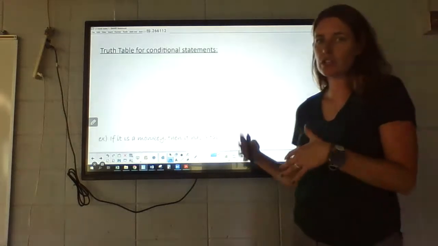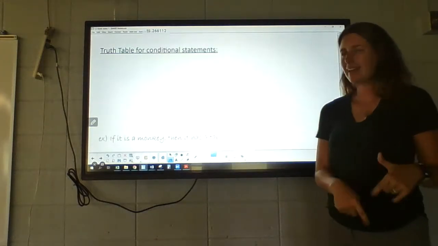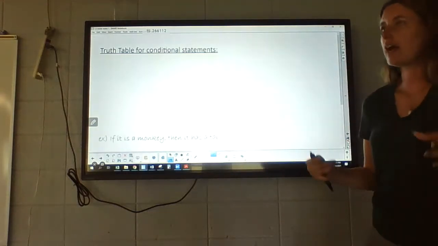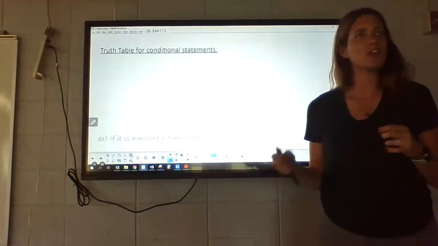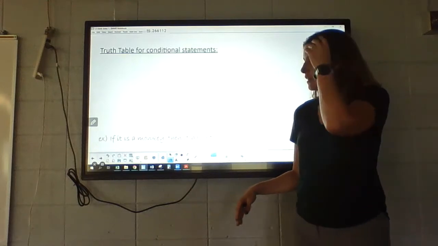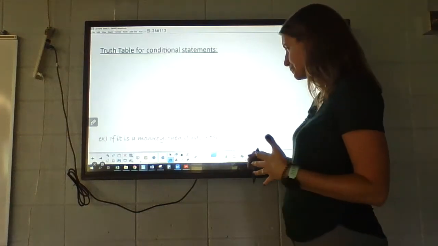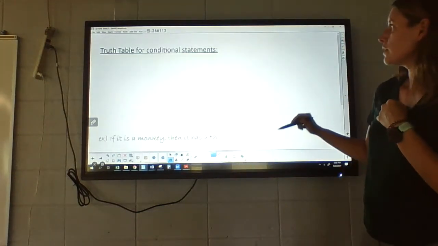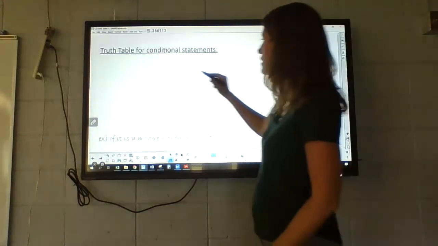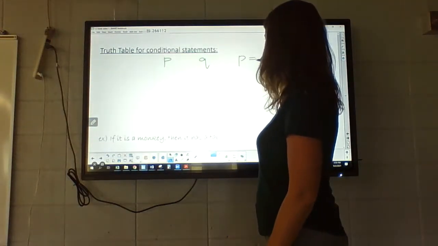So we're going to do a truth table to kind of show how this works, and I'll use this example to help me. So if it is a monkey, then it has a tail. We're going to say, for the most part, if we find a monkey out in the wild, he's going to have a tail. I know there could be an outside weird situation where the monkey lost his tail in some tragic tail accident, but we're going to assume that the monkey still has his tail. So when we do this, I'm going to make a chart. I'm going to have P, I'm going to have Q, and then I'm going to have P implies Q.